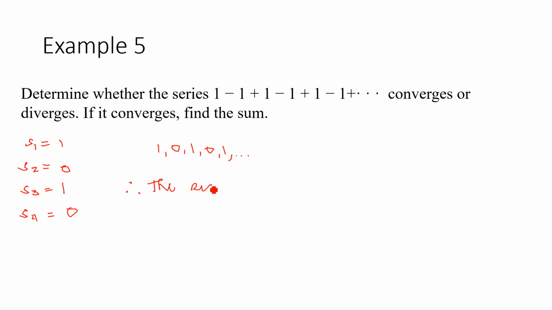The sequence diverges because the partial sum is not converging to a certain number. So this is the explanation why the series 1 minus 1 plus 1 minus 1 plus 1 minus 1 and so on is a divergent series.